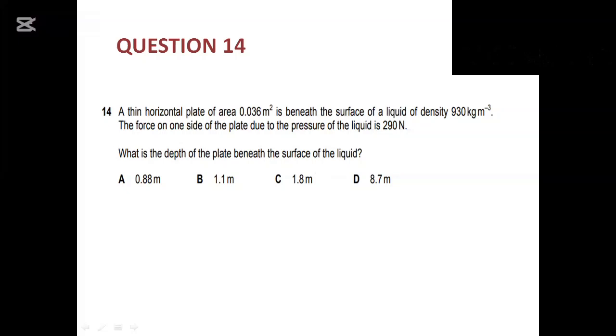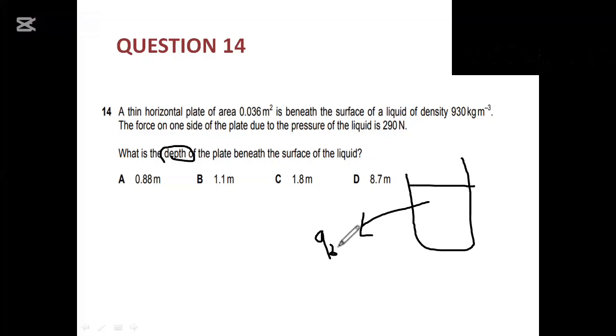So you must be wondering, what do we mean by depth? Depth is basically the height. For example, if this is a glass, it's a container basically, containing a liquid of density 930, and it has a plate here at the bottom. Now it's asking us to find the height basically.